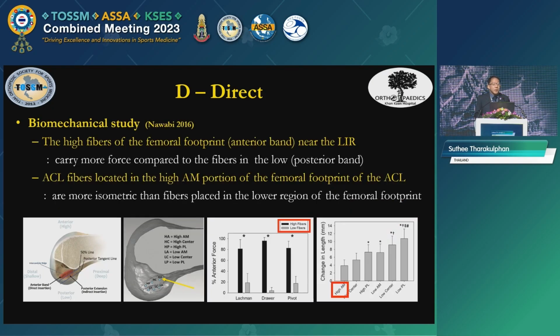About the biomechanics study by Dr. Nawabi, the high fibers of the femoral footprint near the lateral intercondylar ridge carry more force compared to the fibers in the low, and the ACL fibers located in the high AM portion of the femoral footprint of the ACL are more isometric than fibers placed in the lower region of the femoral footprint. You can see from the picture that the high AM is more isometric than other sides.